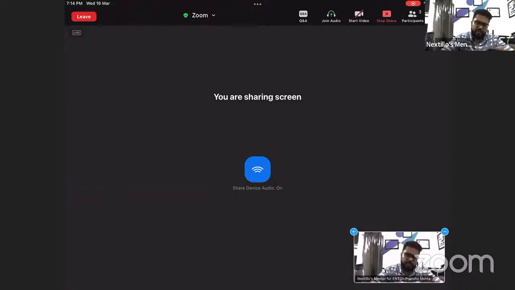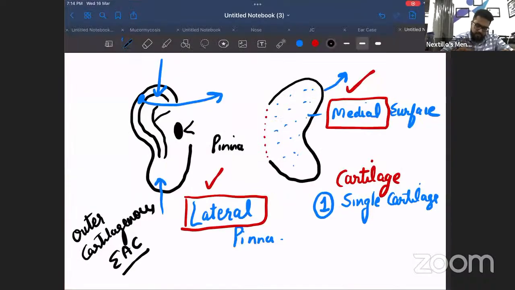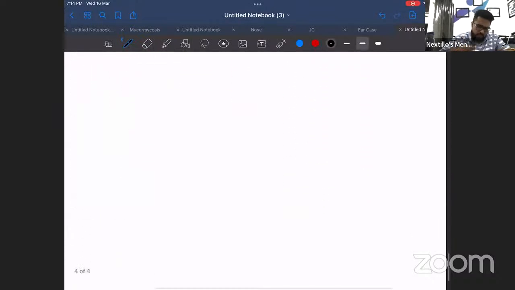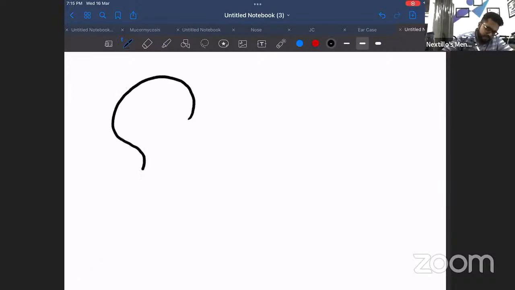It's made up of one single cartilage. So here is our diagram. It's made up of one single piece of cartilage. Now, this cartilage has some elevations and some depressions.